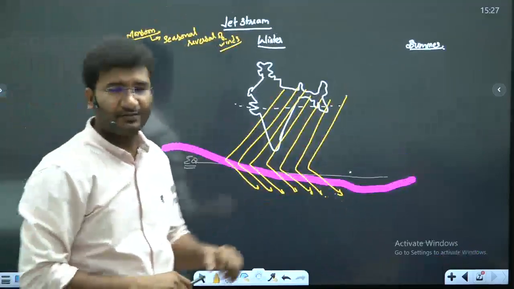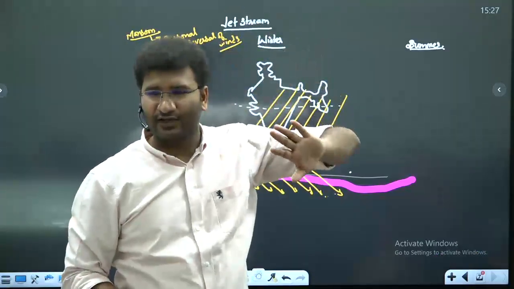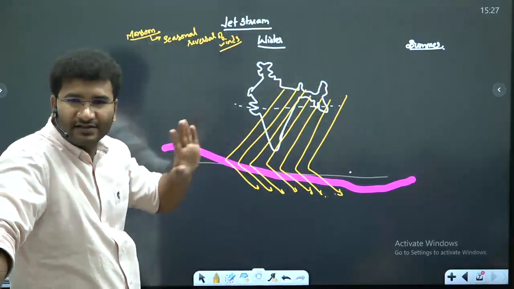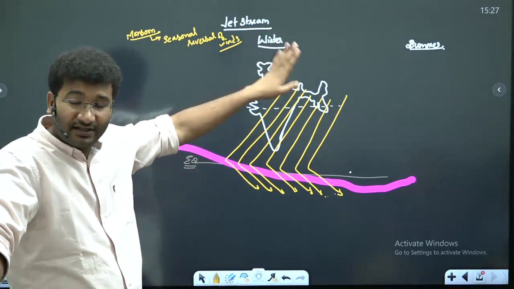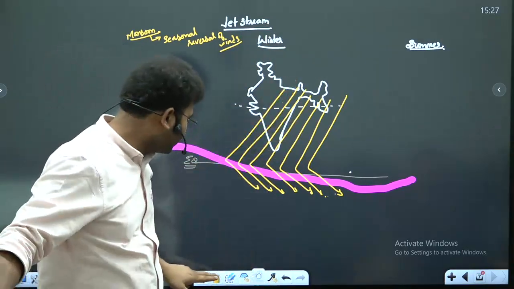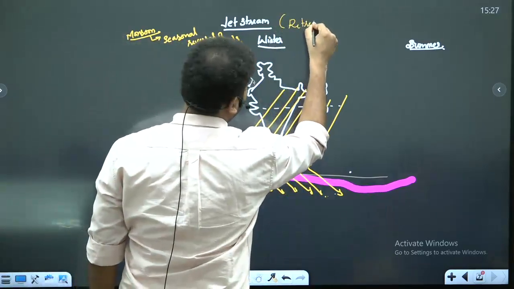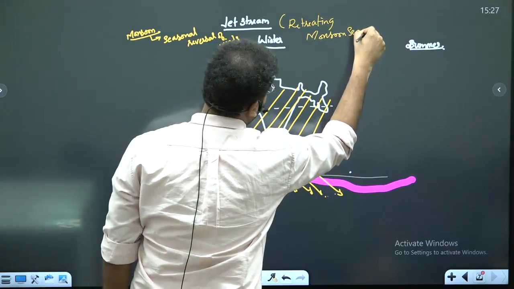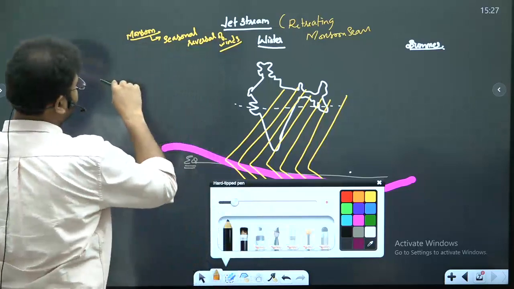Let's see the role of a jet stream. This jet stream is present at 8 to 10 kilometers. The winter rainfall in India, in half of India, that means this part of the region, the east coast of India, receives its rainfall in the form of northeast monsoons, which is also known as the retreating monsoon season, right? In this retreating monsoon season, the jet streams are like this.